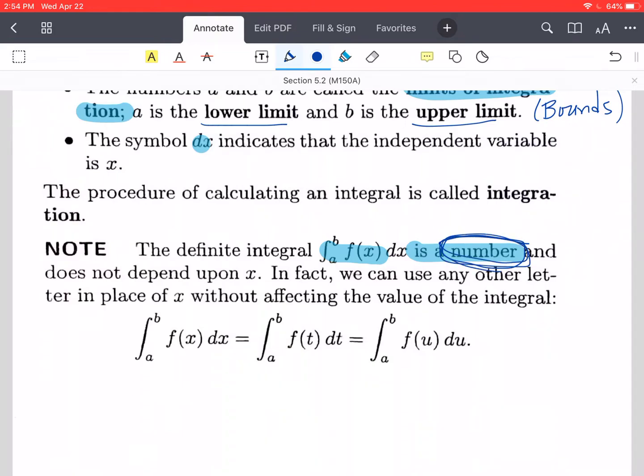It is a number and does not depend on x. In fact, we can use any other letter in place of x, so it really doesn't matter the letter inside. We use x, we use t, you can see a u in there as well. But the important thing here is the integral gives us a number, because remember the integral is area, right? It's area under a curve, and area is numerical. Okay?